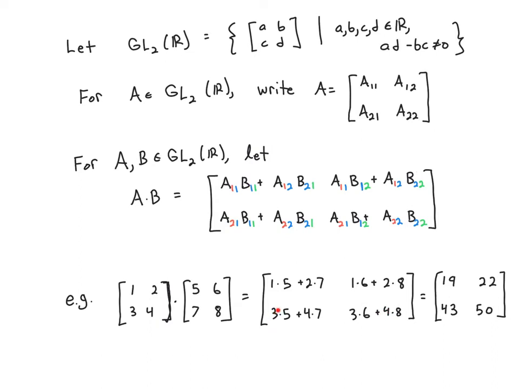And so 3, 4 times 5, 7 is 3 times 5 plus 4 times 7. And so this is the result. And you can compute that this is the matrix you get. So first row times first column, 1 times 5 plus 2 times 7, and so on and so forth.